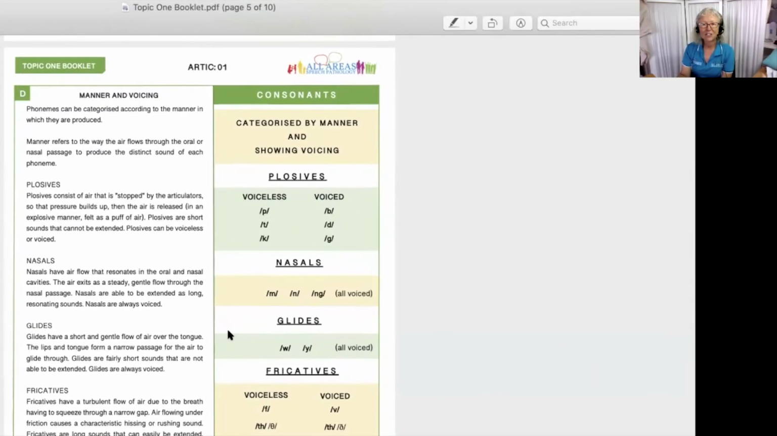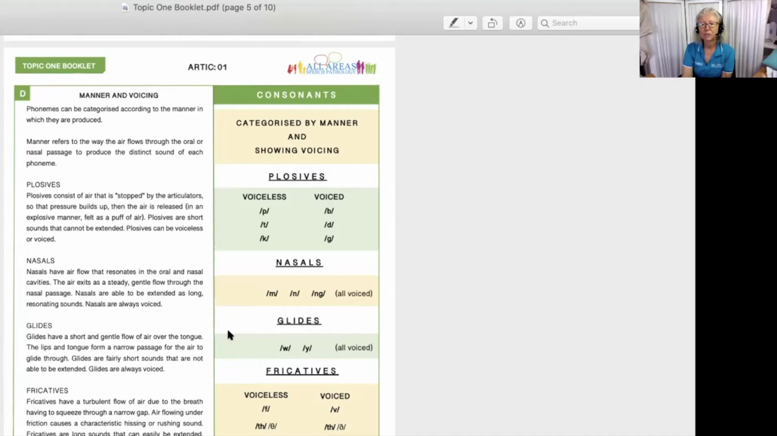So now we're looking at page 3 of the booklet, and we have manner and voicing, because we want to be continuing to look at the voicing as we look at the manner, so that again, we're starting to see some similarities and some differences. So phonemes can be categorized according to the manner in which they are produced. Manner refers to the way the air flows through the oral or nasal passage to produce the distinct sound of each phoneme. We're actually going to look at 6 categories of manner.